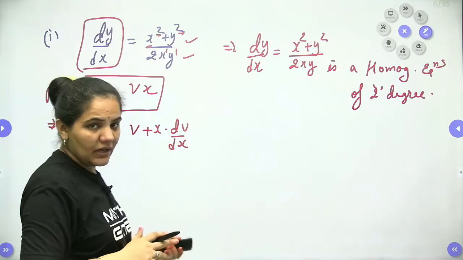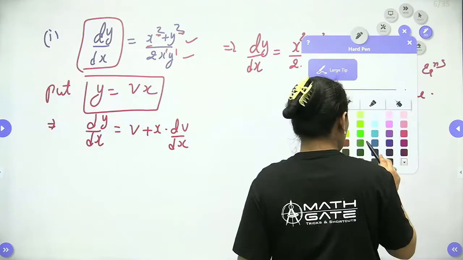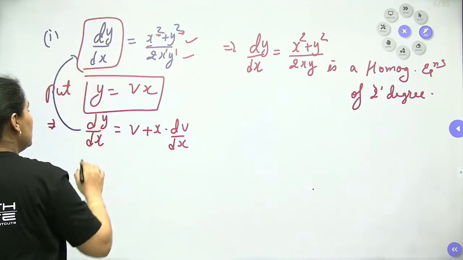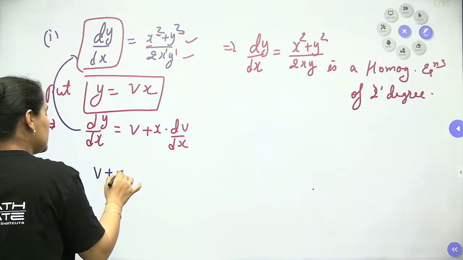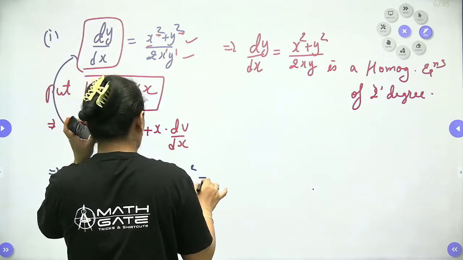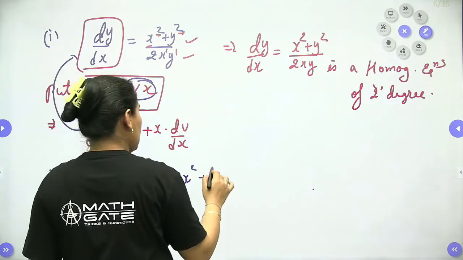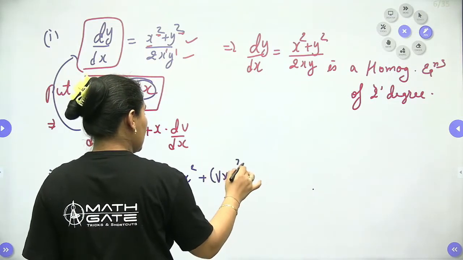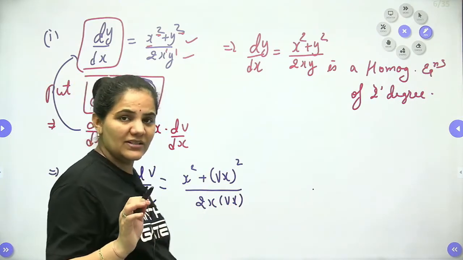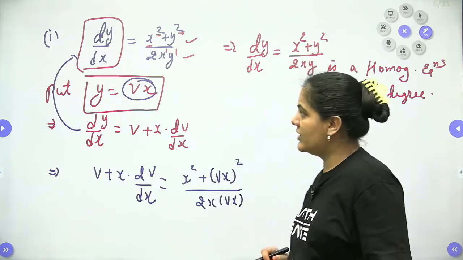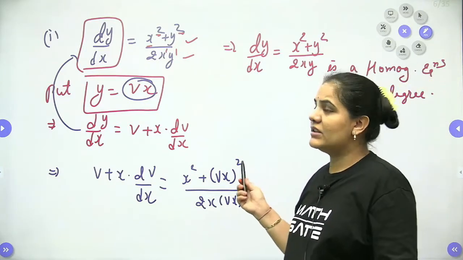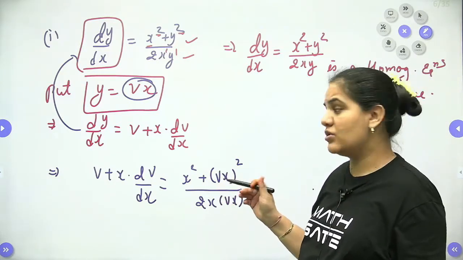Exactly. Now when you approach it, we have to put these things in the question. So it will become v plus x dv by dx is equals to x square, same. At the place of y we will put vx. Y square will be vx square divided by 2x into vx. Easily you can understand my thing. Homogeneous is a very simple thing to approach, right? So we have to put only y is equals to vx. Wherever you can see y in the given question, you can put y is equals to vx.